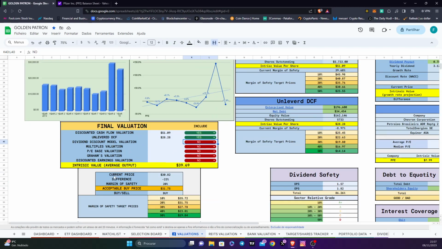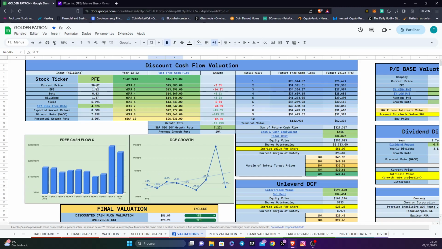And as you can see, once we have the intrinsic value, everything automatically gets calculated, and we can see that the difference is negative 22, and the margin of safety at 20. I like to leave it at 20. You can put more if you want. And so our acceptable price is at 31.71. So that means we are at a buying price.